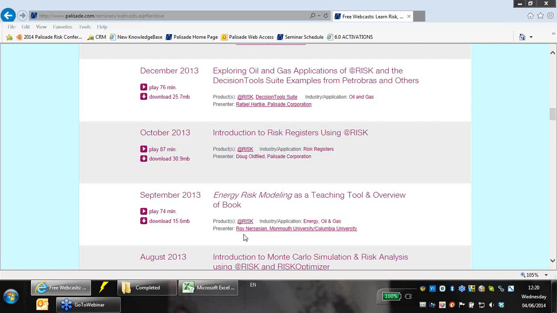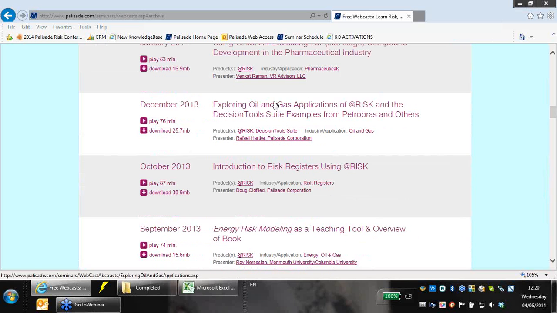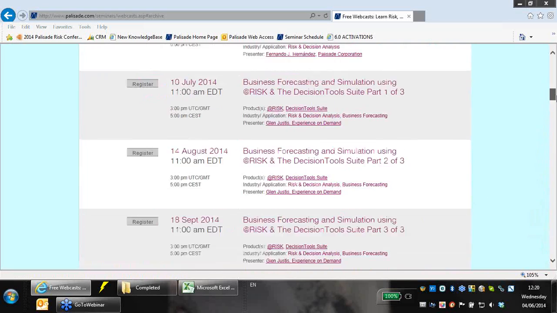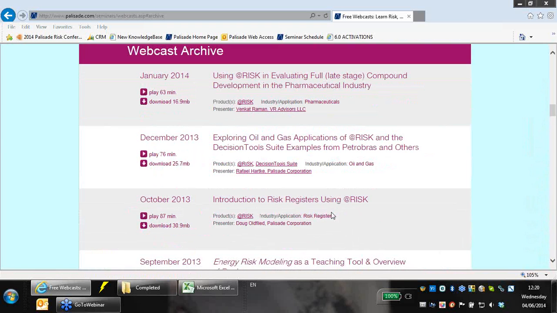But this is a really good place to look if you're not sure about stuff, or if you want to find out, okay, I work in the oil and gas industry, I want to find out a little bit more about different applications of risk. Well, here's one in here, and we've got lots and lots of them from different customers and so on. The reason I was reminded about this is because I remember that I'd done one about risk registers. So if risk registers are something that you're interested in, then have a look at this webcast here, because that talks about it in more detail.